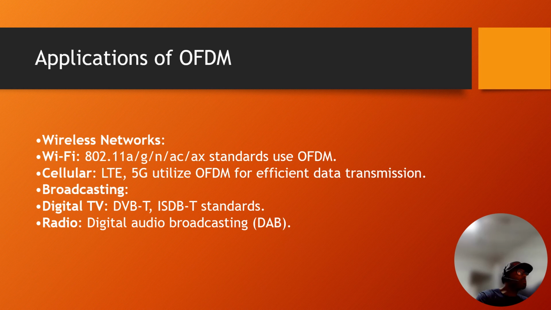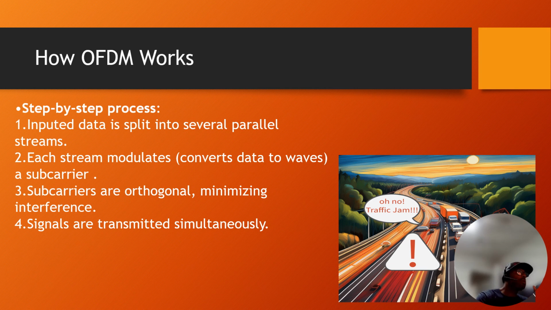Applications of OFDM. Wi-Fi 802.11 standards use OFDM and cellular uses OFDM as well. How OFDM works. Step 1, input data is split into several parallel streams. Step 2, each stream converts data to waves. Step 3, subcarriers are orthogonal, minimizing interference. And step 4, signals are transmitted simultaneously.